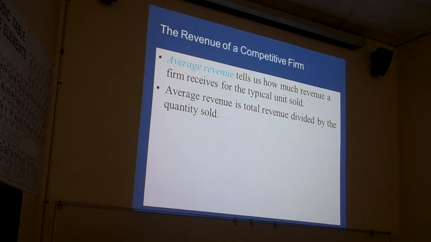All right, so let me back up. I just want to make sure you're clear. So we have total revenue is just price times quantity. In a competitive market, we have control over quantity, not price. Price is given by the market. All right, average revenue is total revenue divided by units of output. It's kind of like a mirror image of the same thing. Okay, is everybody okay with that?